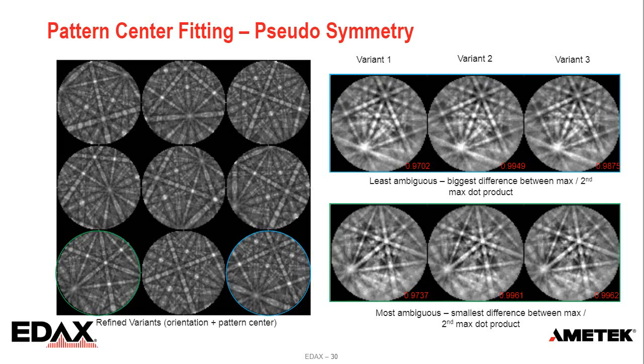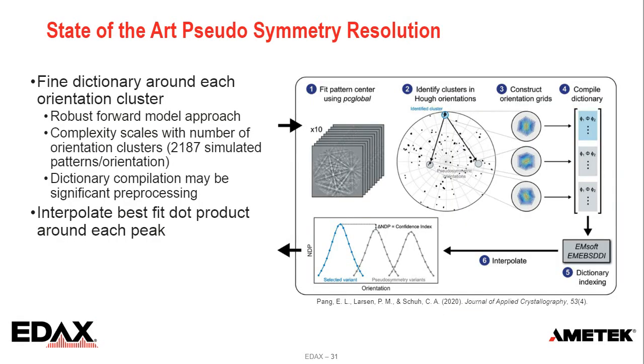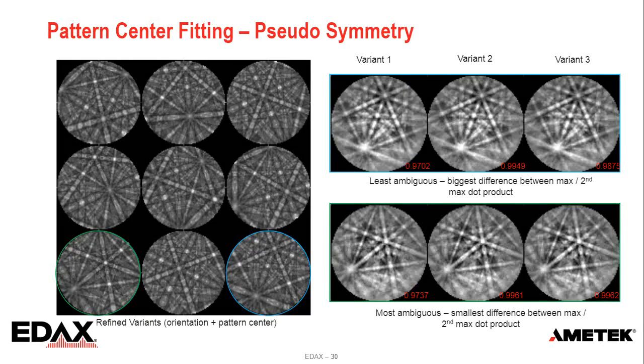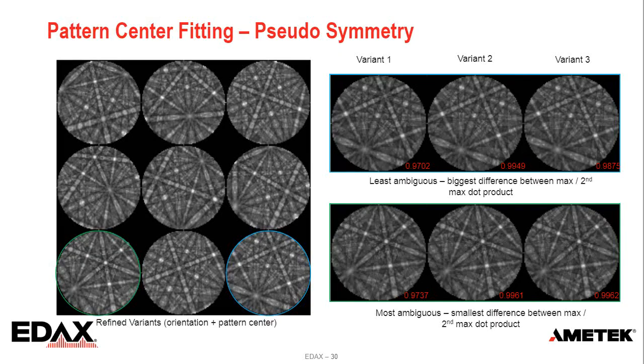Okay, and on the bottom here, it's a very small difference. So you can see 0.9961 versus 0.9962. So they're essentially indistinguishable in this case.